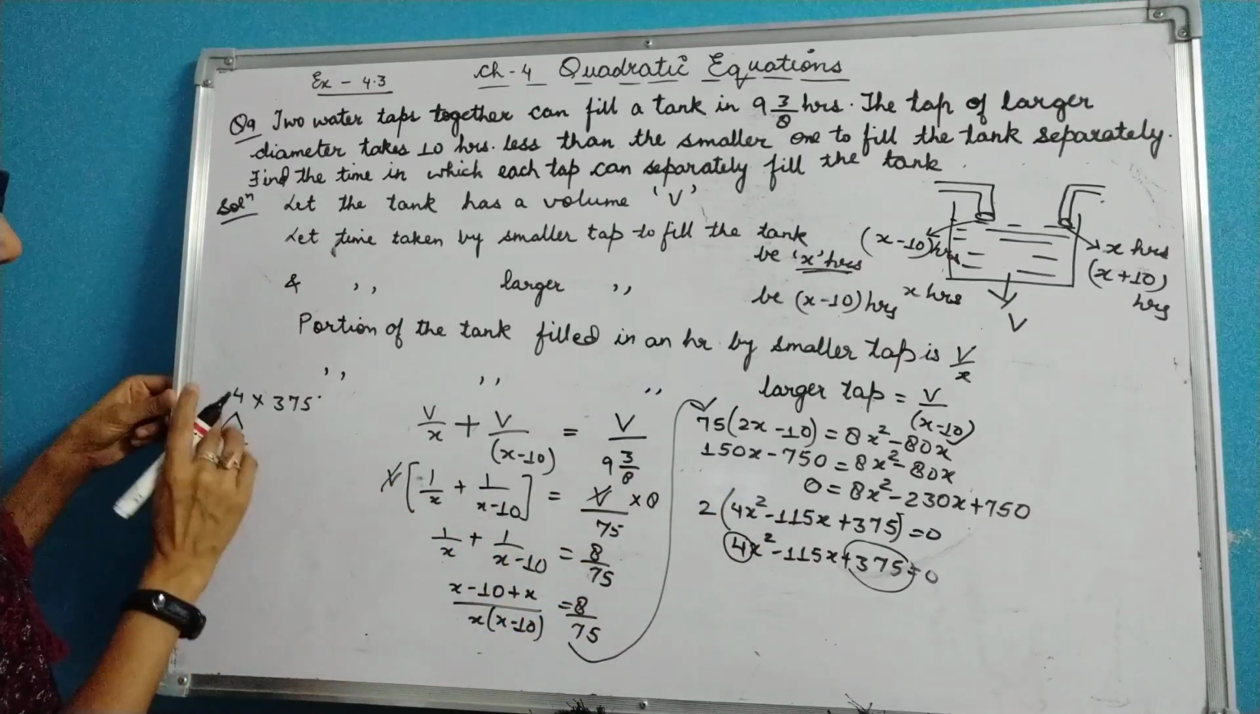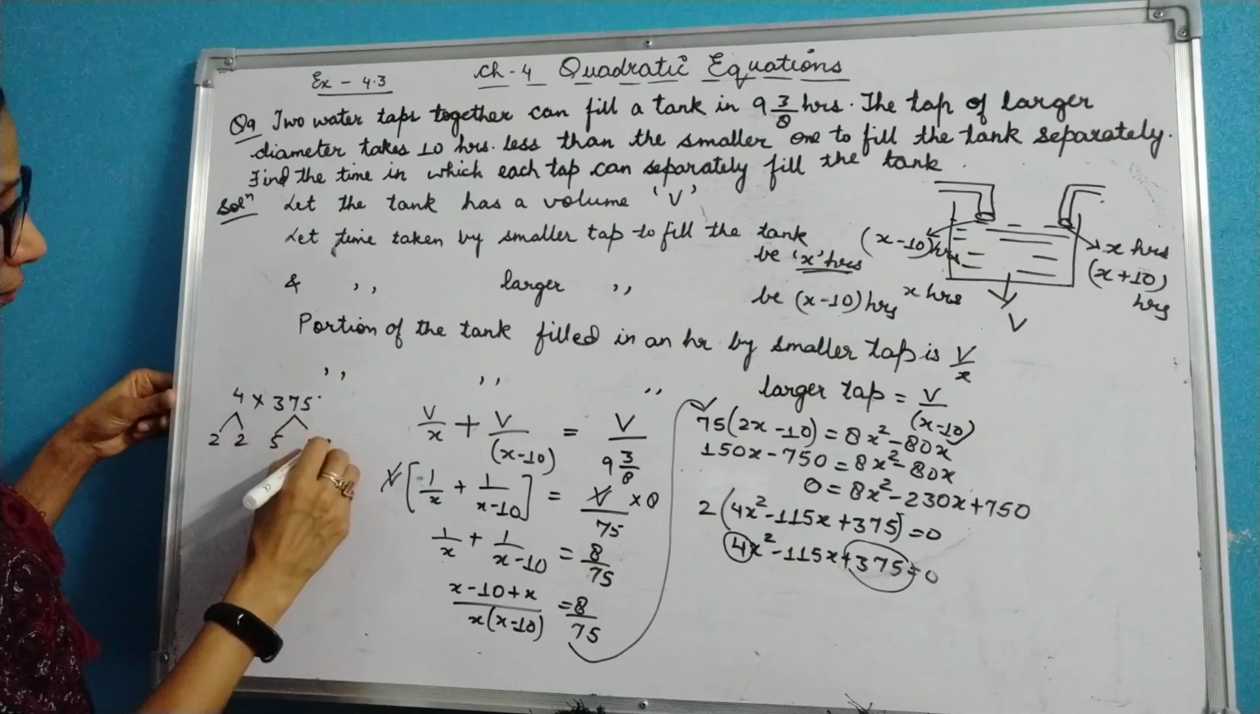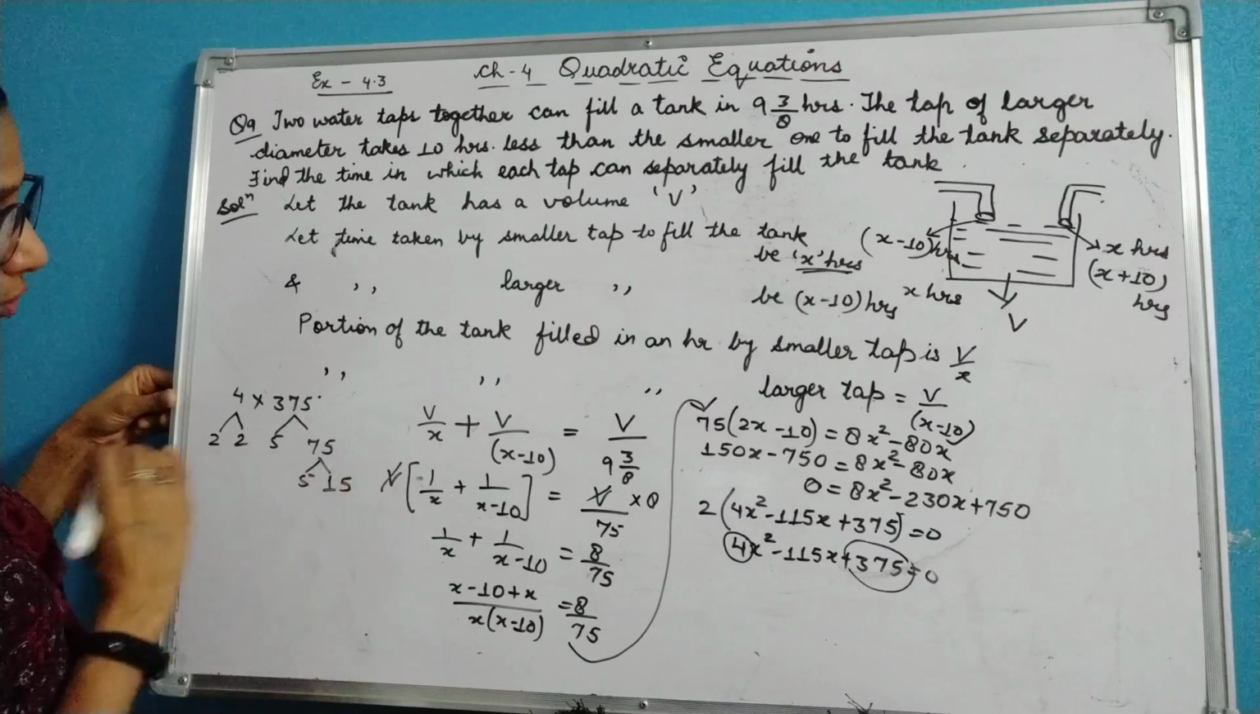So this can be split as 2 into 2. This can be split as 5 into 75. This again can be split as 5 into 15.